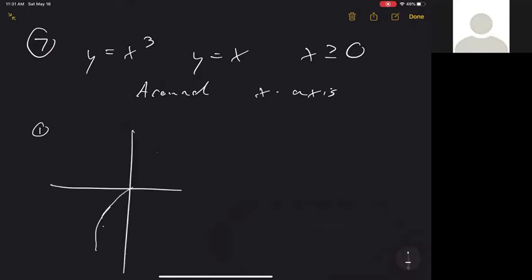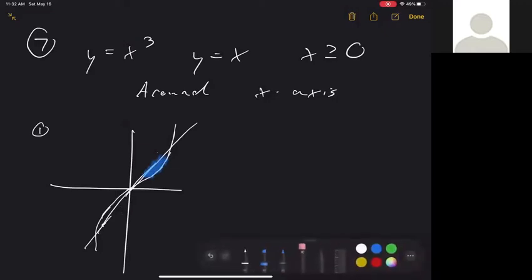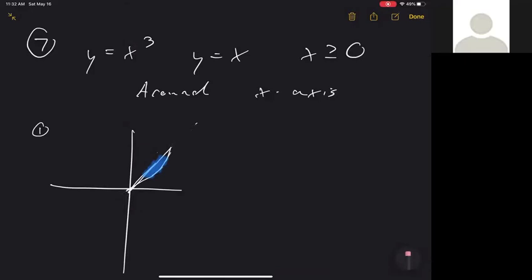Let's draw y equals x cubed first. And y equals x probably looks something like that. Then since we need x greater than or equal to 0, I'm just dealing with this region in here. So I can forget everything else. I can ignore that side and just confine myself to this region. We might have done this one in the lecture already, but we can do this real quick.